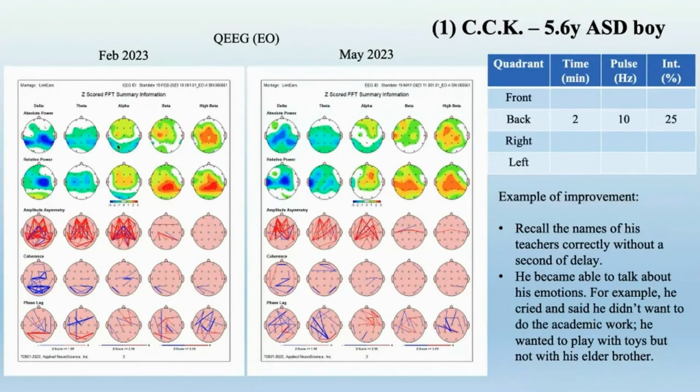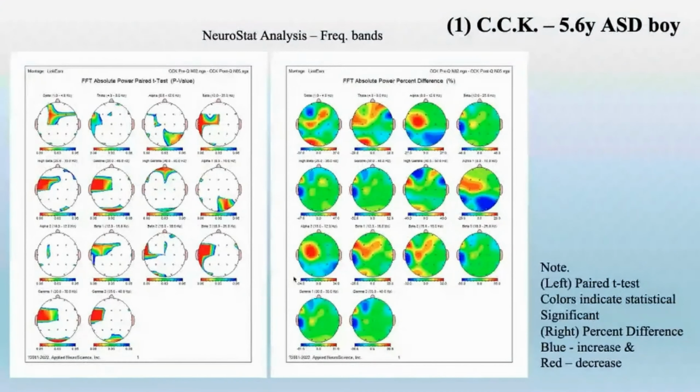We can see that at the back side, the low activation of alpha at T5 and T6 suddenly disappeared. Also the hypocoherence on the delta has been improved. These are the changes of the QEEG, and we also ran the NeuroStat to see any other effect of the sessions. The left-hand side is the paired t-test. When the change is significant, you will see the color here. For example, here.